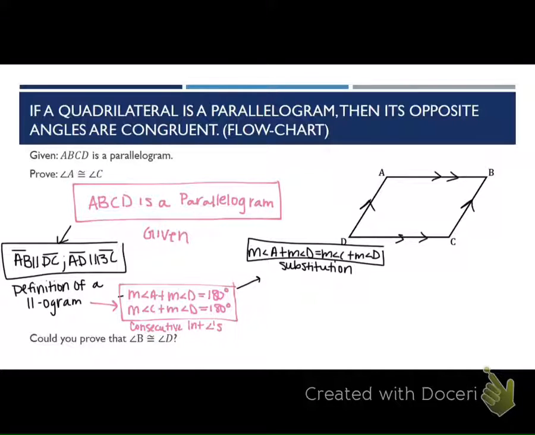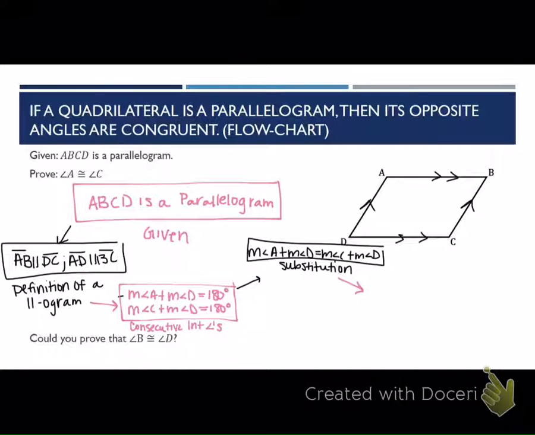What can we subtract out now? We can subtract the measure of angle D on both sides, so we have the measure of angle A equals the measure of angle C by the subtraction property of equality. Here, I'll take that one.